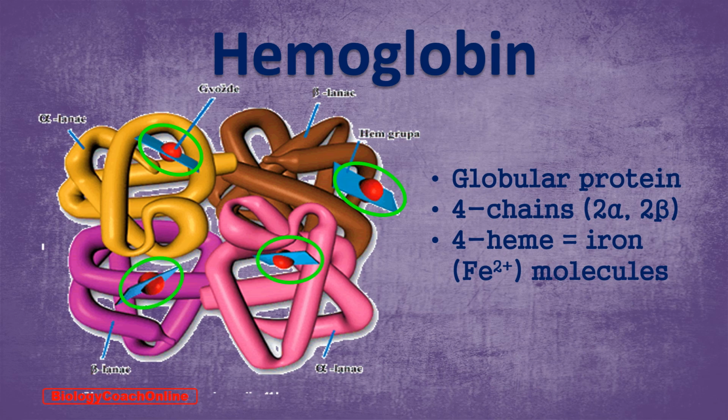Okay, iron, that's Fe2+, is important to the proper functioning of erythrocytes, as it is this iron that binds both oxygen and carbon dioxide, and we'll look at this closer in a moment.